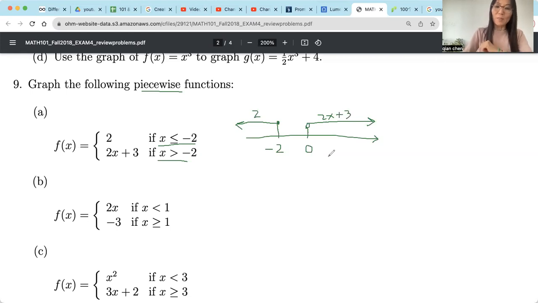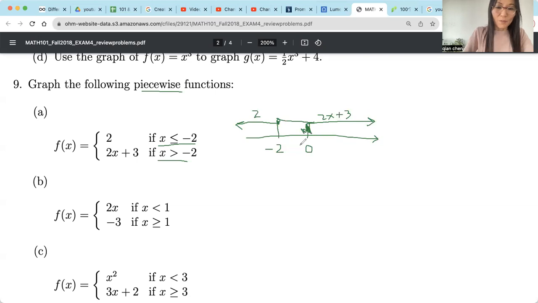So I have 2 domains, so I have 2 intervals, and on each interval, the function is defined differently. On the first interval from -infinity up to -2, it's defined as a constant function 2. Not above 0, above 2, right, above here. I don't know why I drew above 0. Not equal to -2, but as long as x is bigger than -2, it's defined as 2x plus 3.